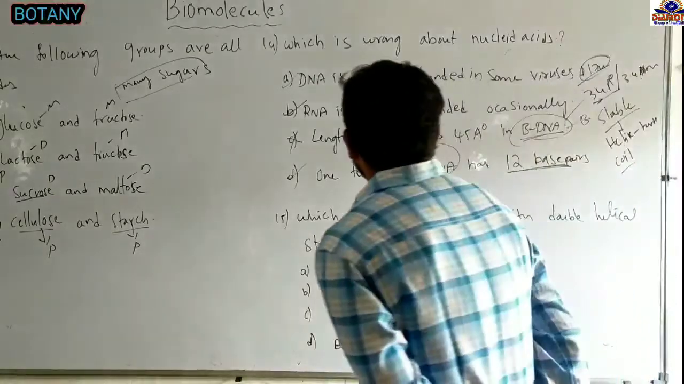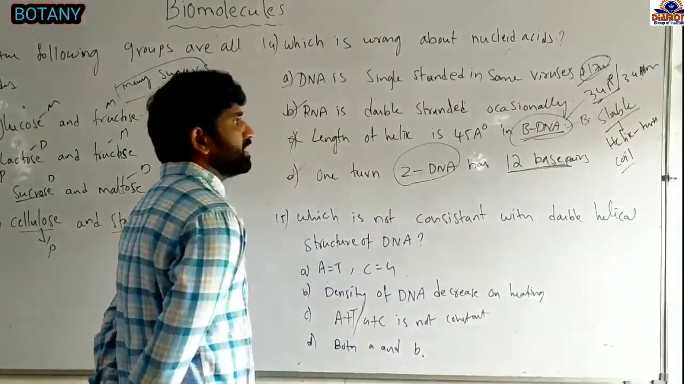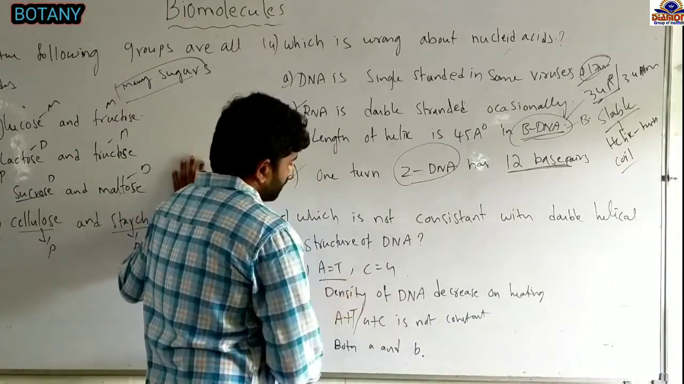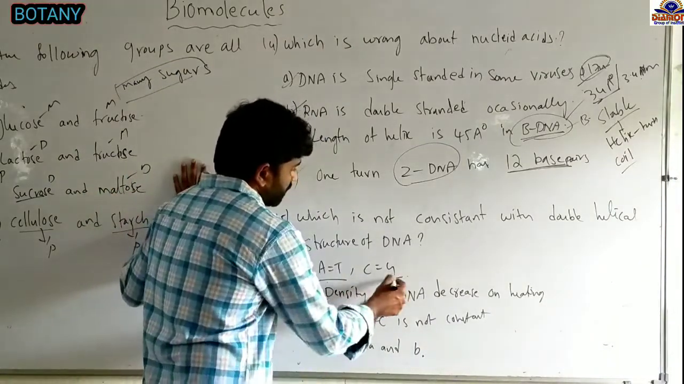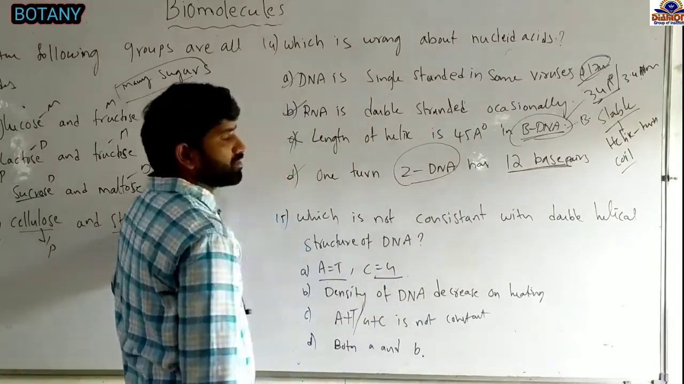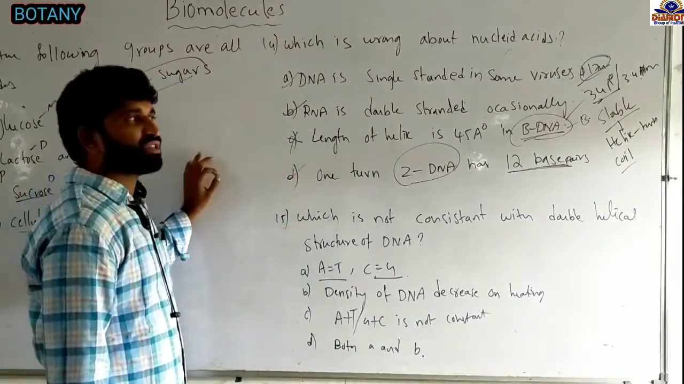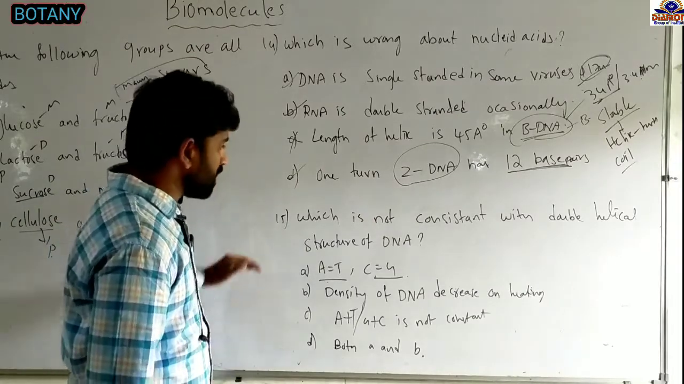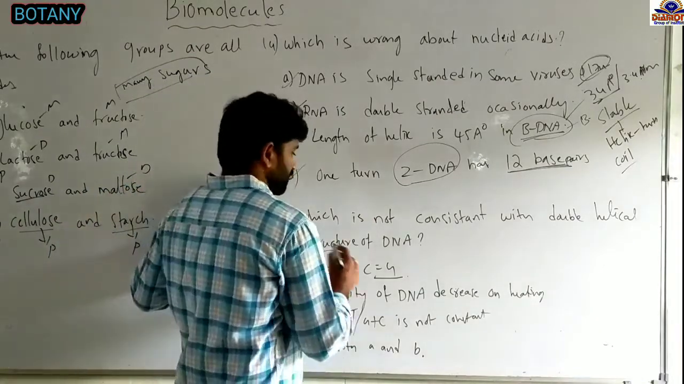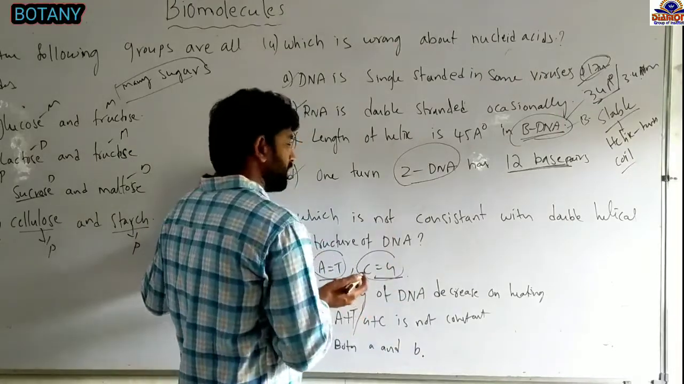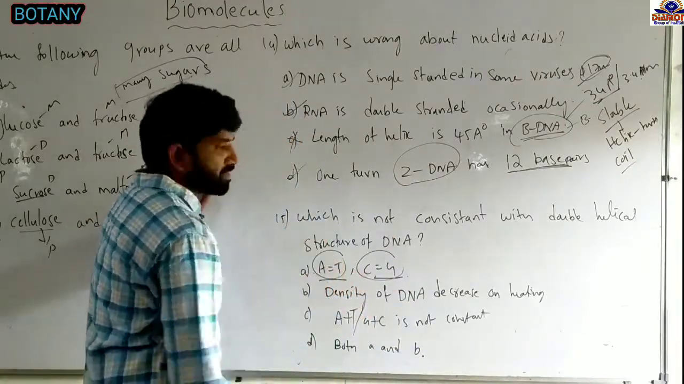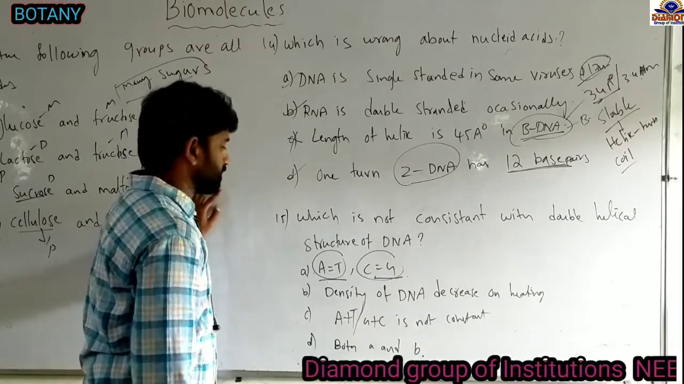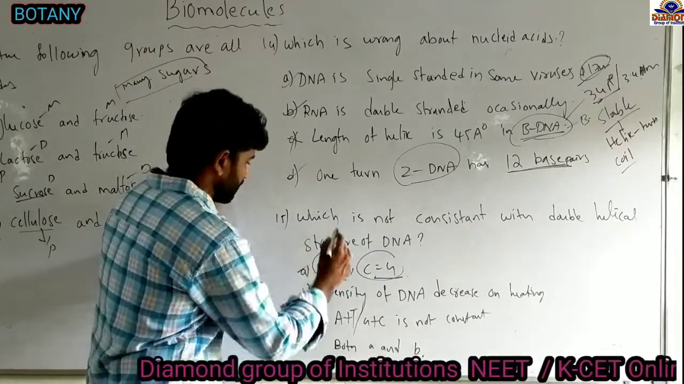Which is not consistent with the double helical structure of DNA? Option A, adenine equals thymine, cytosine equals guanine. Applying Chargaff's rule, the number of purines equals the number of pyrimidines. Adenine always pairs with thymine, cytosine pairs with guanine. The number of thymines equals the number of adenines, and the number of guanines equals the number of cytosines. So it is a correct statement.